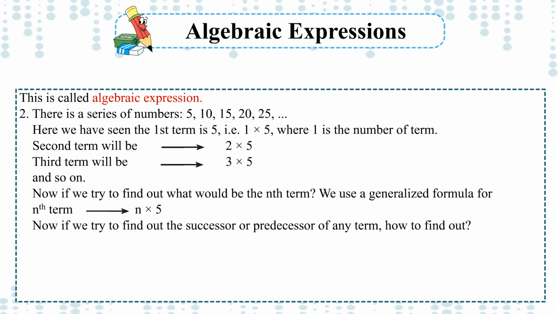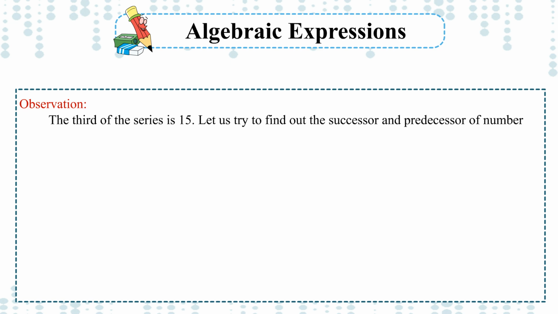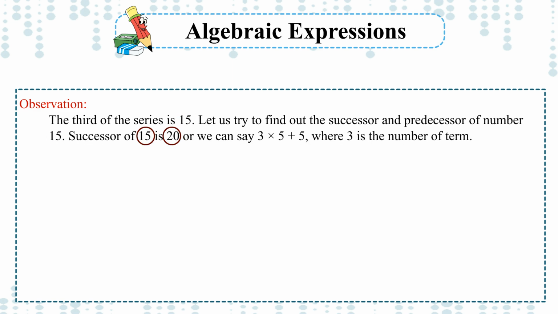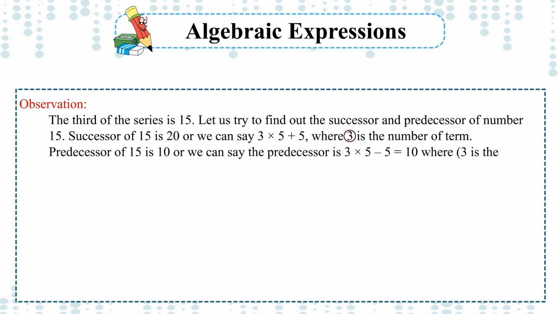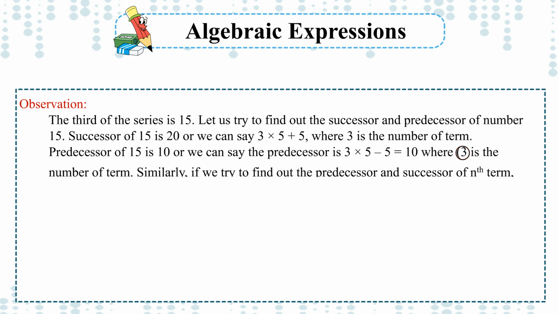Now if we try to find out the successor or predecessor of any term, how do we find out? Observation. The third term of the series is 15. Let us try to find out the successor and predecessor of number 15. Successor of 15 is 20, or we can say 3 multiply 5 plus 5, where 3 is the number of term. Predecessor of 15 is 10, or we can say the predecessor is 3 multiply 5 minus 5 is equal to 10, where 3 is the number of term.